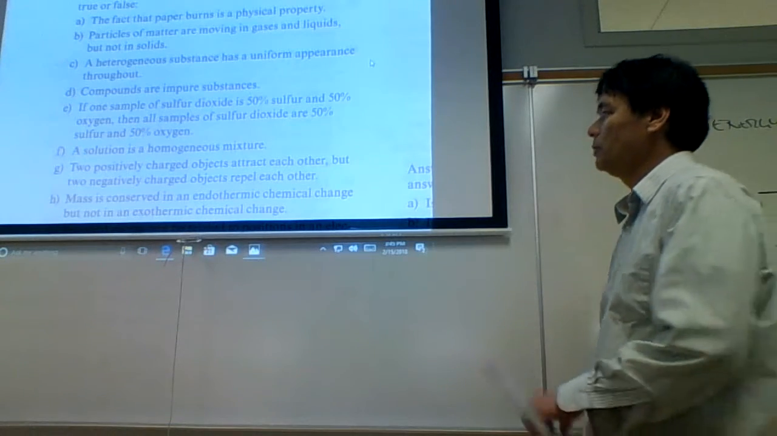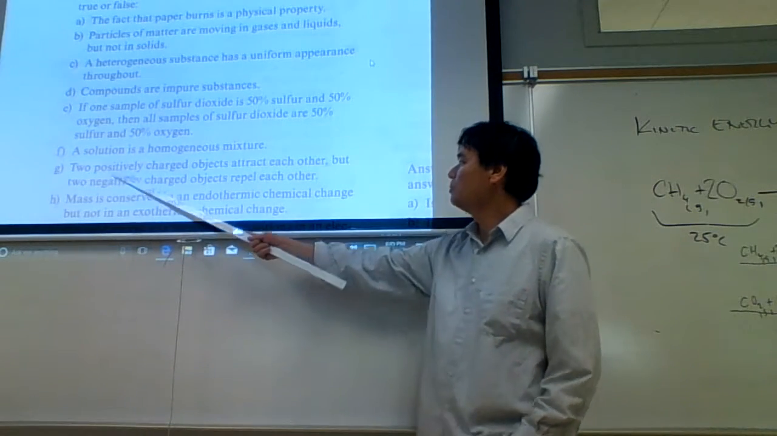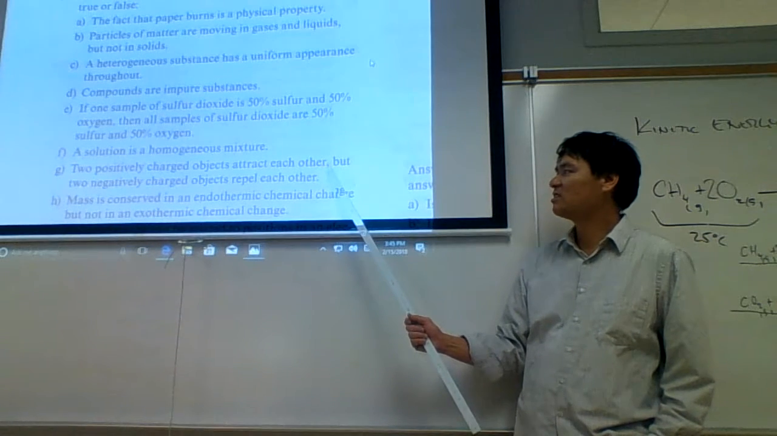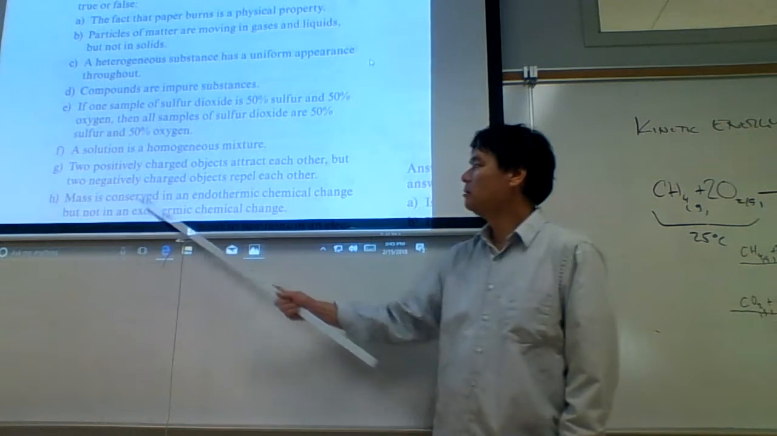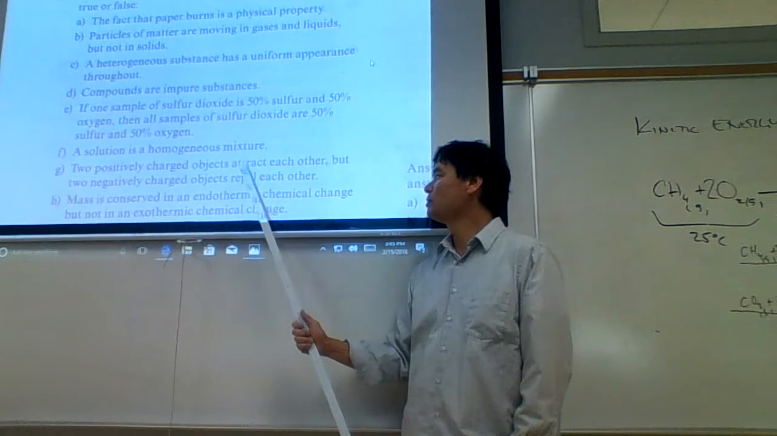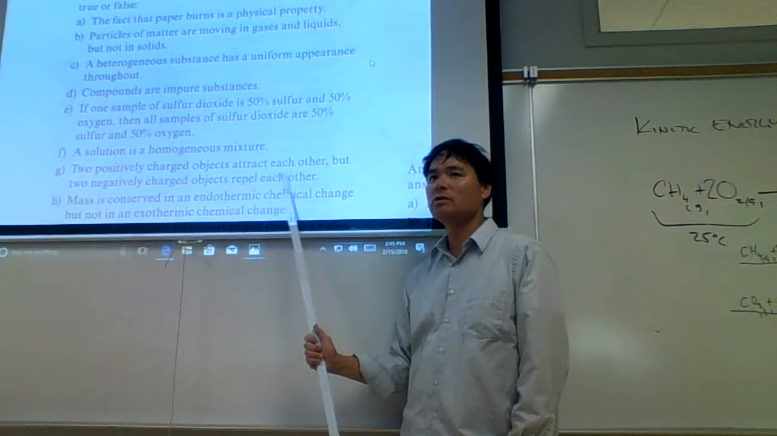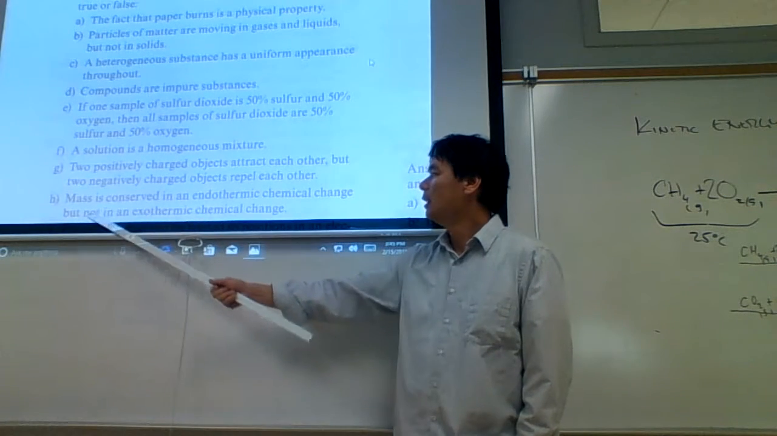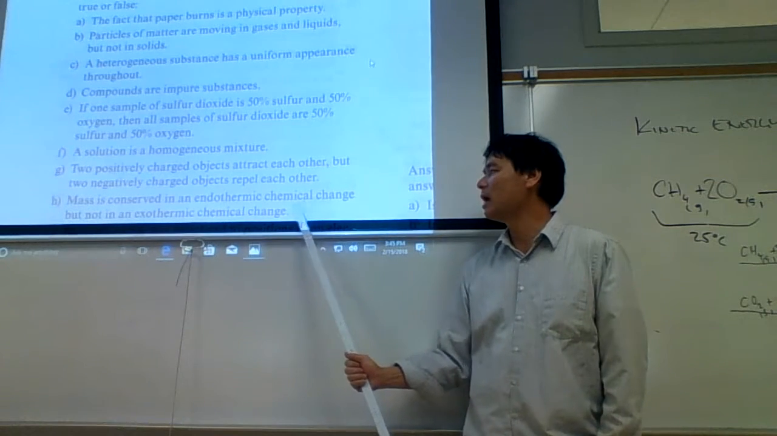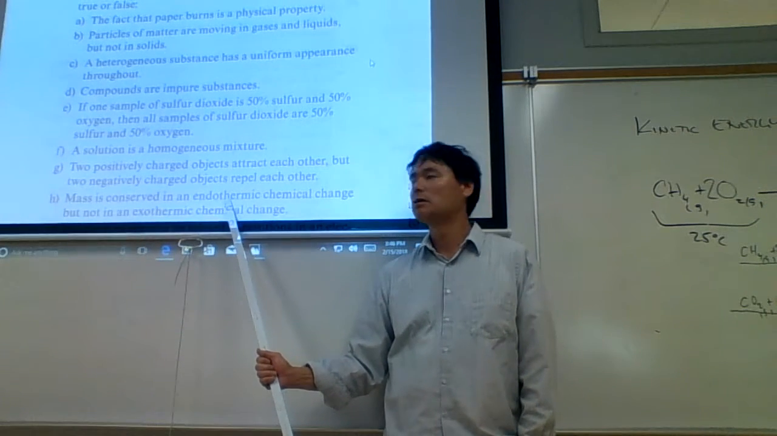F. G. Two positively charged objects attract each other. That's false. Two negatively charged objects repel each other. That's true. The first part is false, the second part is true, so the whole thing we're going to take as false. H. Mass is conserved in an endothermic chemical change, but not in an exothermic chemical change.